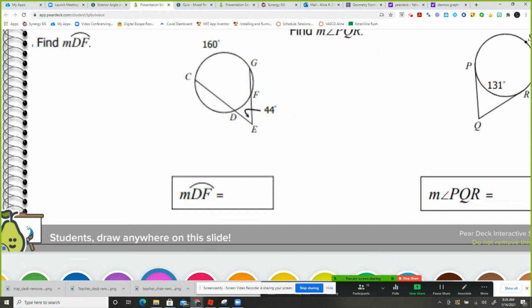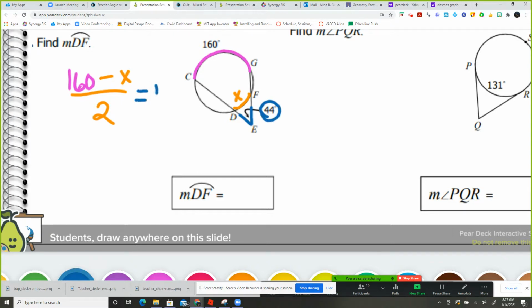So if I've got the big arc, that's the big, that's the small, and then my angle is here. So I'm going to do big minus small, and that's going to be my x, divided by 2 equals the angle, which here is 44. So it's still that formula, big minus small divided by 2 equals the angle.